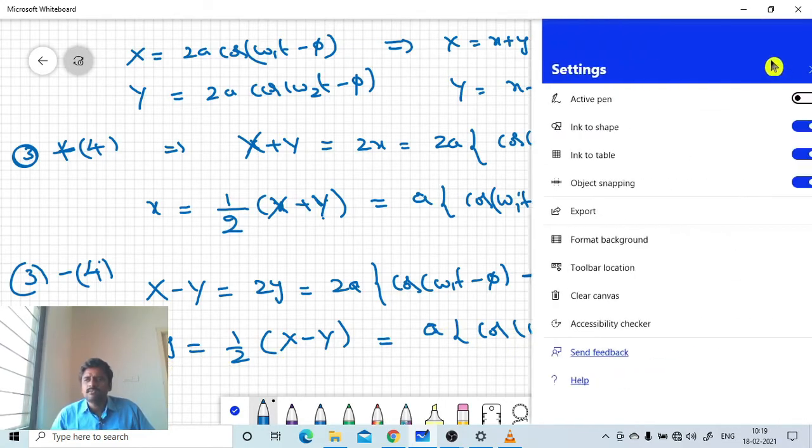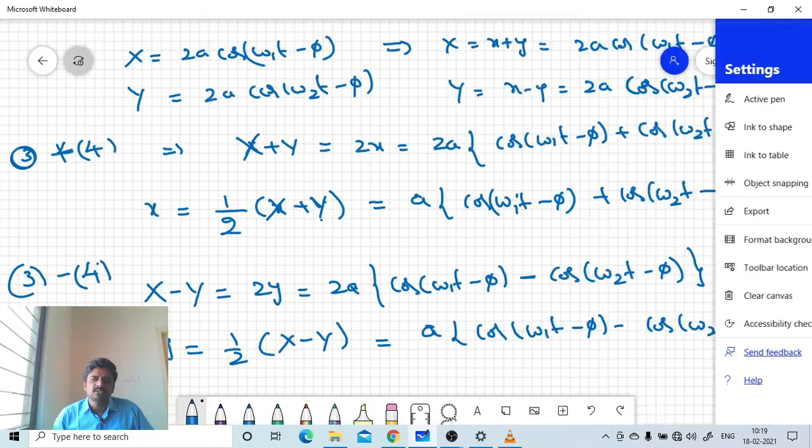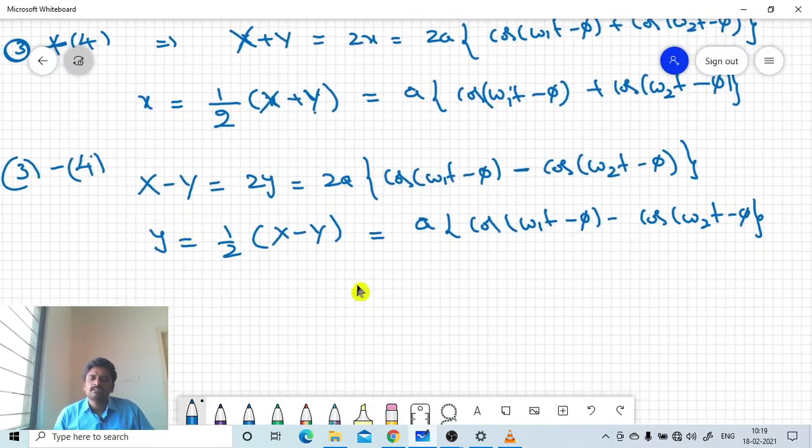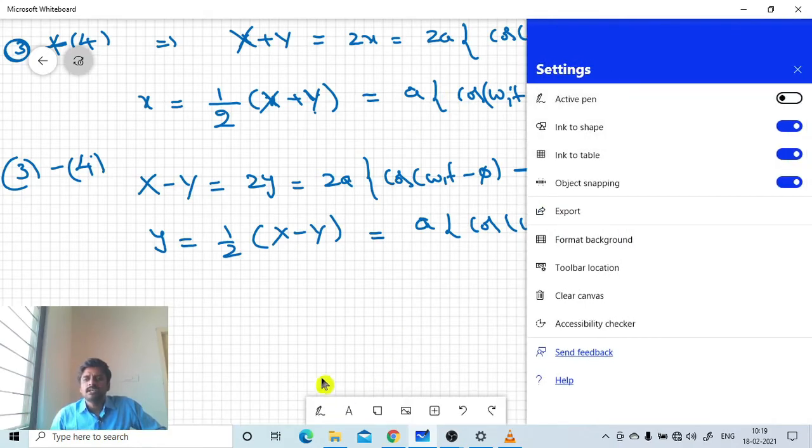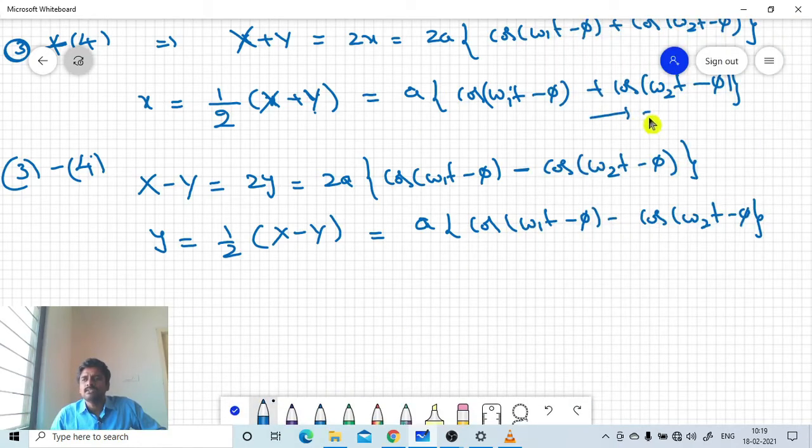For simplicity, we are taking only the two terms x and y. Let's take this equation as 5 and this equation as 6. If the phase of the two bobs phi is equal to 0, otherwise this is phi 1 and this is phi 2.